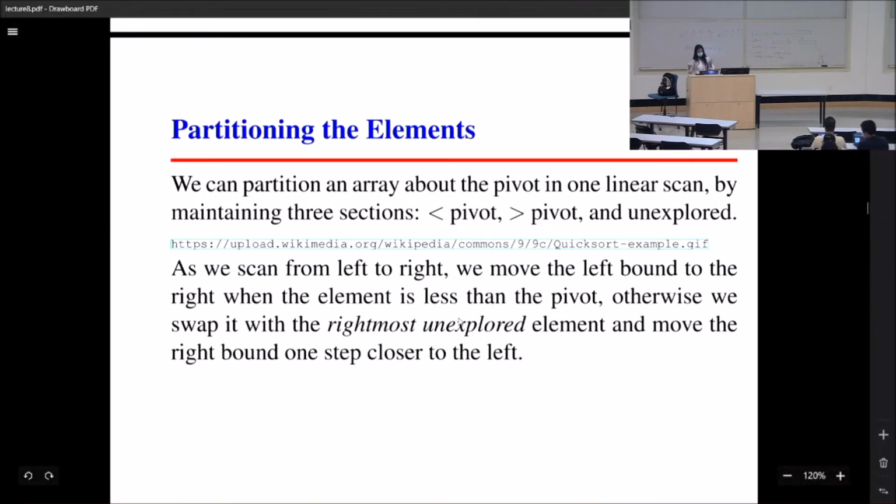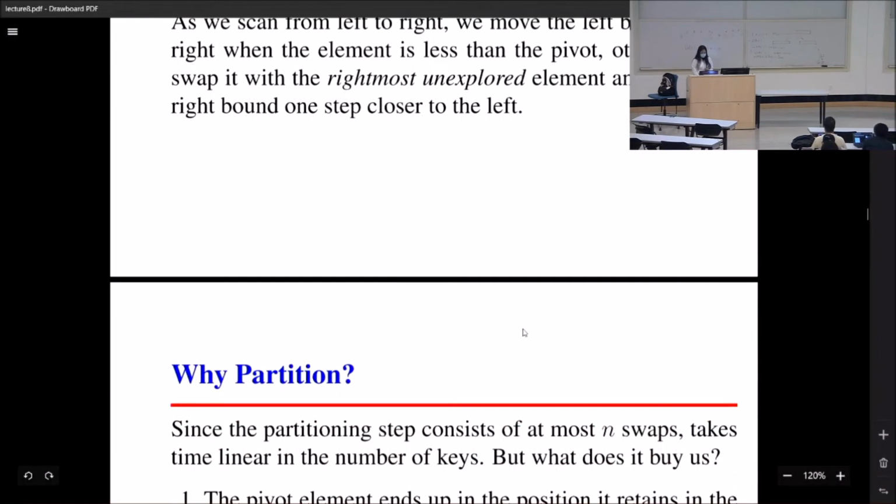As we scan from left to right, we move the left bound to the right when the element is less than the pivot. Otherwise, we swap it with the rightmost unexplored element and move the right bound one step closer to the left. That's the partitioning.